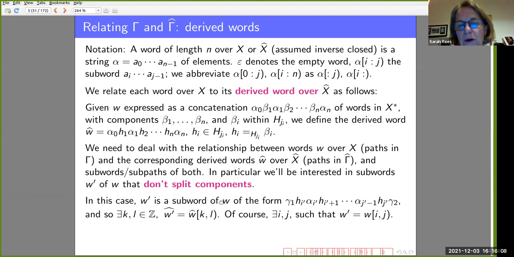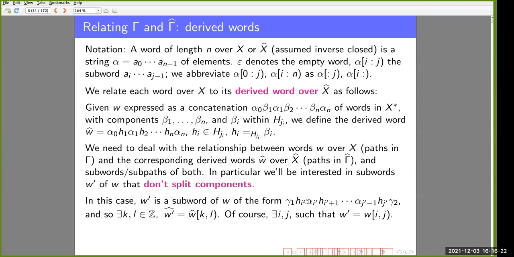W prime is supposed to be a subword of W, okay? And I shouldn't have called it H. I should have called it beta. That was a mistake. Okay. So W prime is a subword of W, and I chose it in such a way that I've not split the components. And when that happens, the derived word corresponding to W prime will be a subword of the derived word corresponding to W. Sorry, it's my very bad notation, and I missed it when I was checking through my slides earlier. So W prime is supposed to be a subword that doesn't split components, and when that happens, the corresponding derived word is a subword of the other derived word. The derived words match up as subwords, just as the original words did. Okay? Sorry about that.